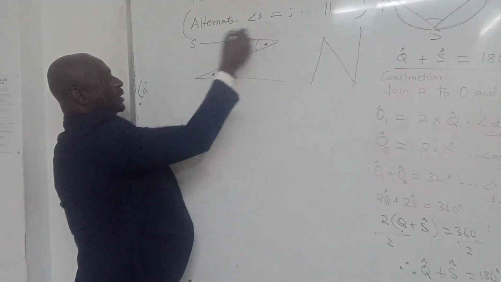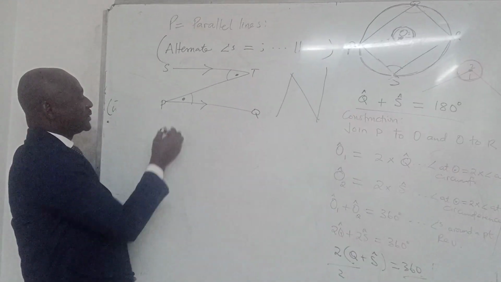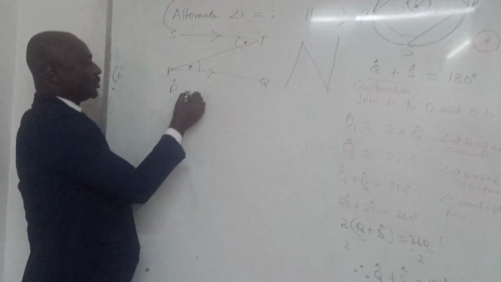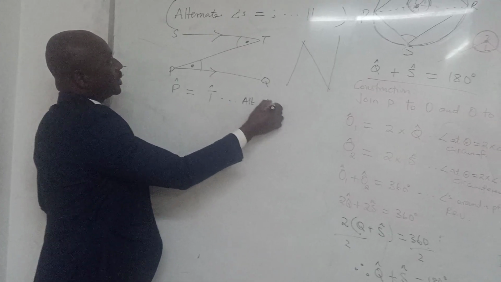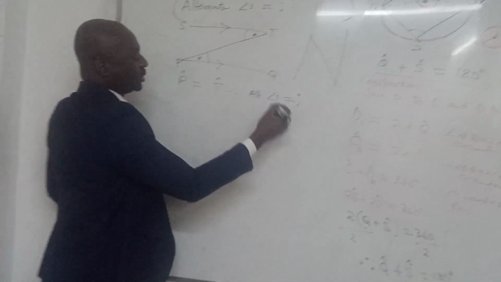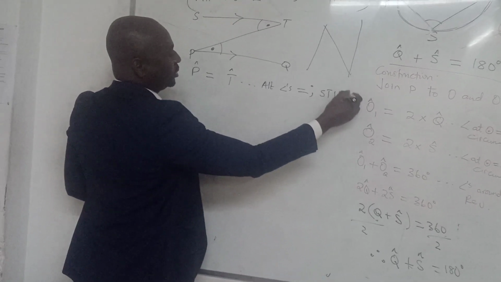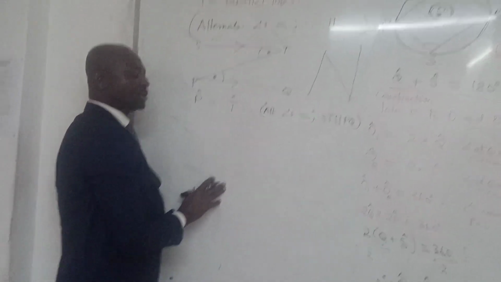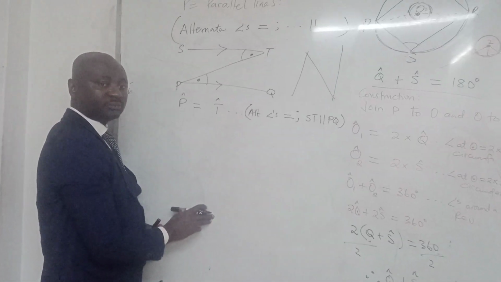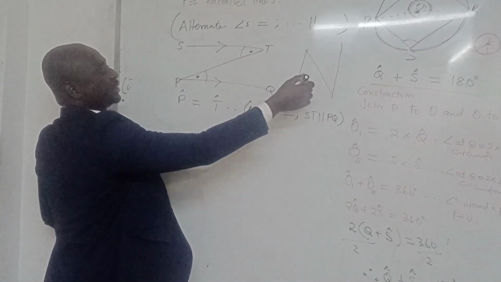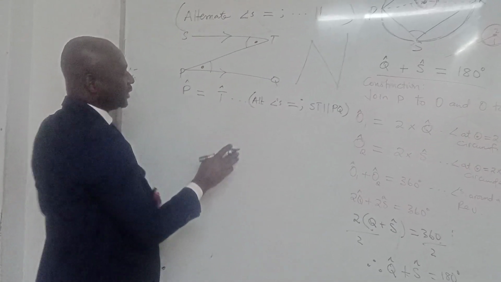So let's say the lines ST and PQ are parallel. It means that we can say angle P is equal to angle T. The reason: alternate angles are equal. Then you put this and say the line ST is parallel to the line PQ. Failure to acknowledge this, you get 0. If you don't state the parallel lines, everything you say is null and void. So N is the flip side of a Z. So we have that.